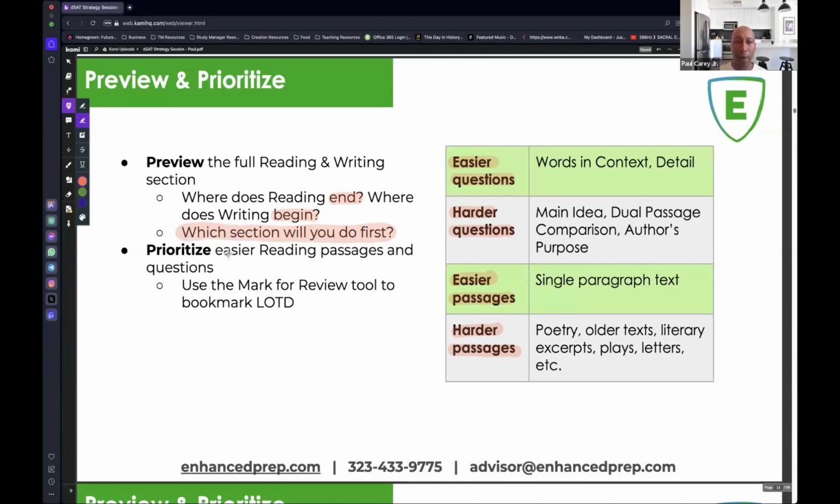Okay? Prioritize easier reading passages and questions over the harder ones. What you can do is use your Mark for Review tool to bookmark those ones that you want to come back to later in the day.